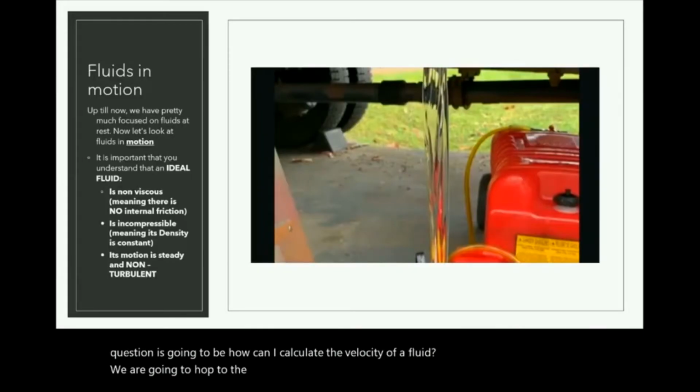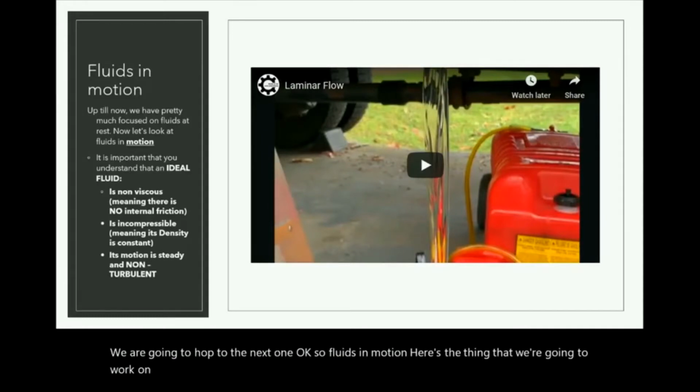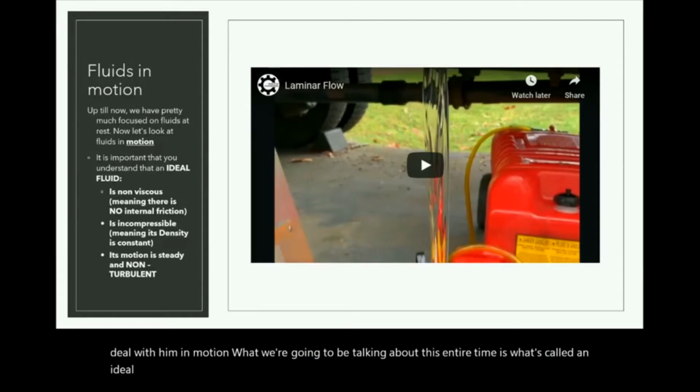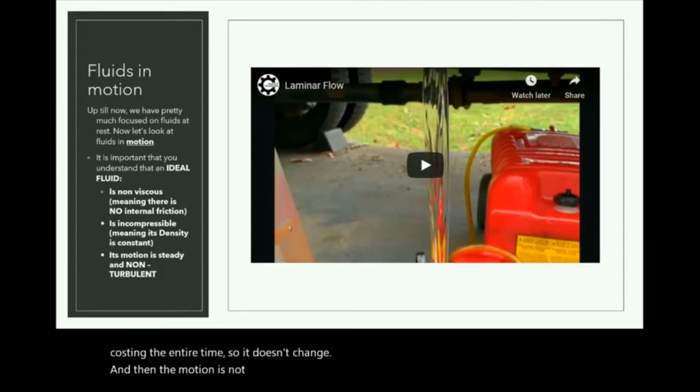Okay, so fluids in motion. The first thing we're going to work on is that we've dealt with fluids that are essentially stationary, or static. Now we're going to deal with them in motion. What we're going to be talking about this entire time is what's called an ideal fluid. That means it's not viscous, meaning there's no internal friction within the fluid itself. It's incompressible, meaning the density is constant the entire time, so it doesn't change. And the motion is not turbulent.